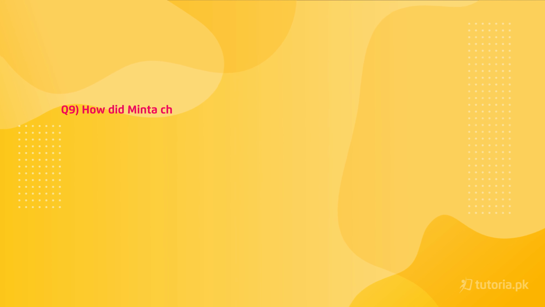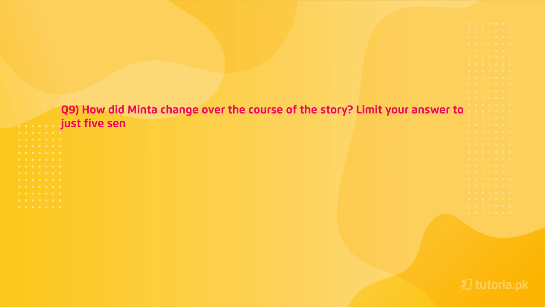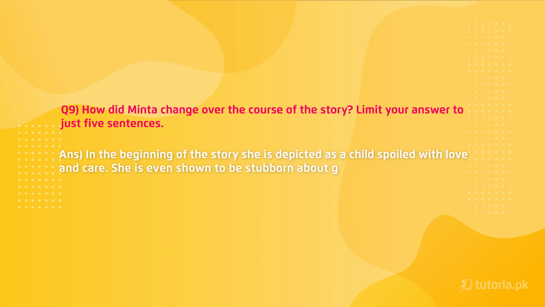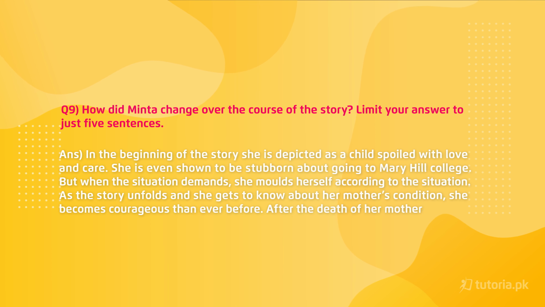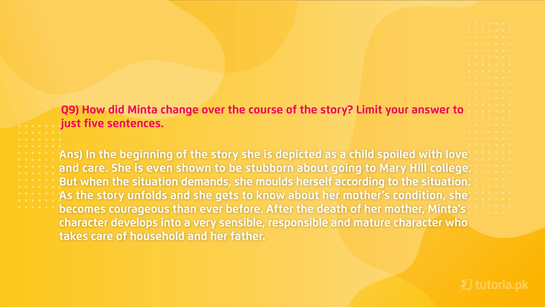Ninth question, how did Minta change over the course of the story? Limit your answer to just 5 sentences. Answer: In the beginning of the story, she is depicted as a child spoiled with love and care. She is even shown to be stubborn about going to Maryhill College, but when the situation demands, she molds herself according to the situation. As the story unfolds and she gets to know about her mother's condition, she becomes more courageous than ever before. After the death of her mother, Minta's character develops into a very sensible, responsible, and mature character who takes care of the household and her father.